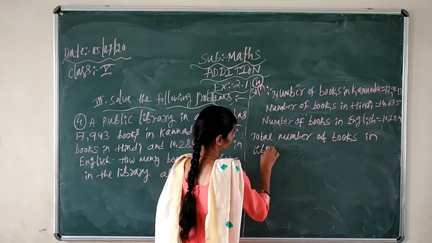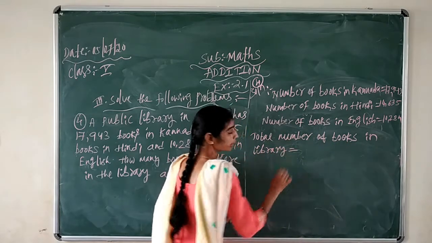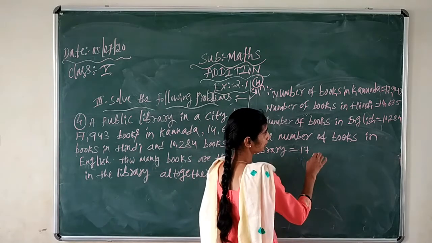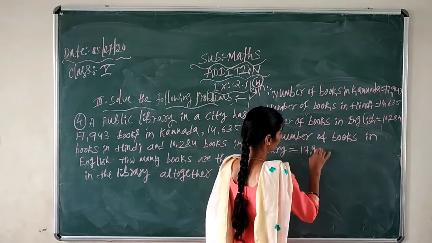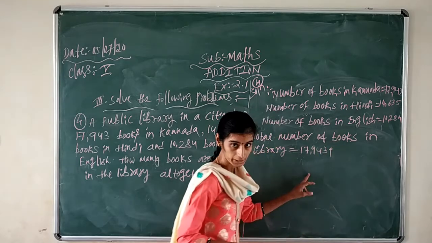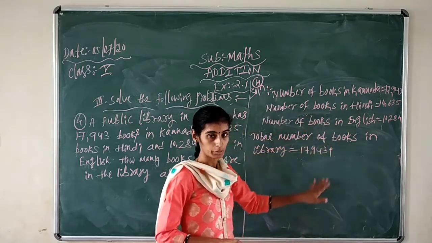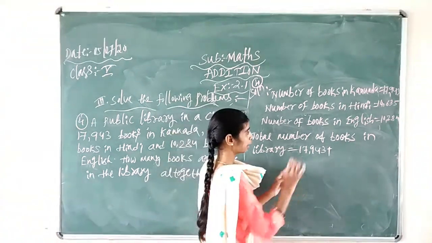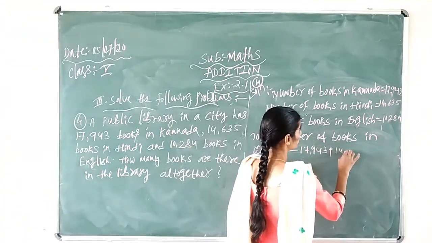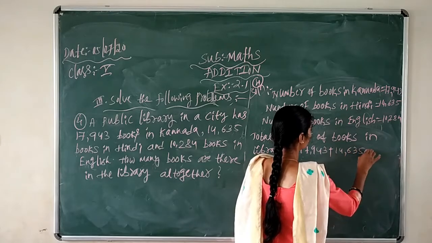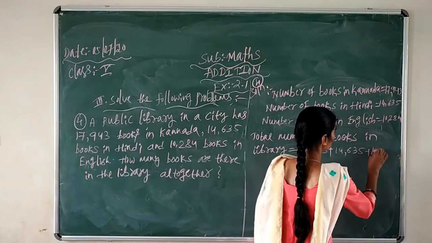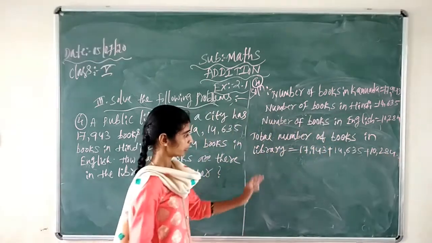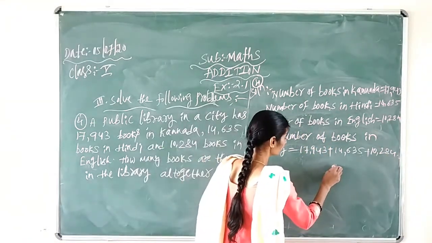So total number of books in library equals, all the numbers you have to do the plus. So 17,943 plus, you have to add all the three numbers. Then you will get the total number of books in the library. So next is 14,635 plus 10,284. So add, children, add all the three numbers.